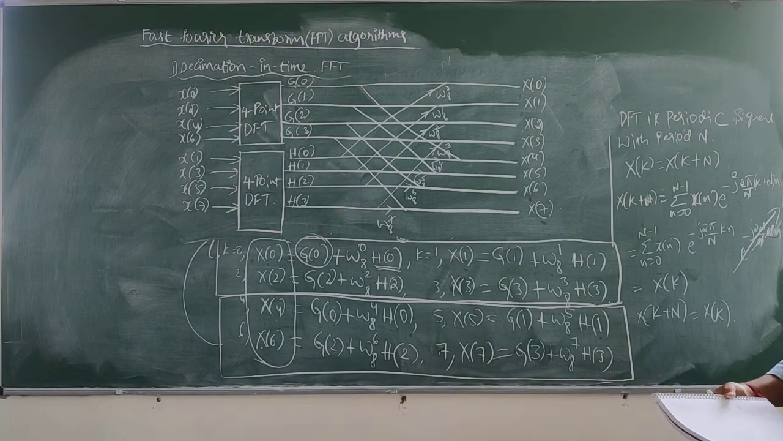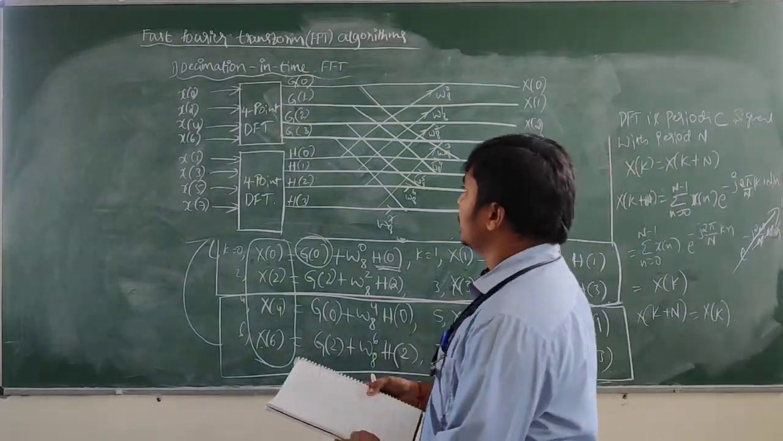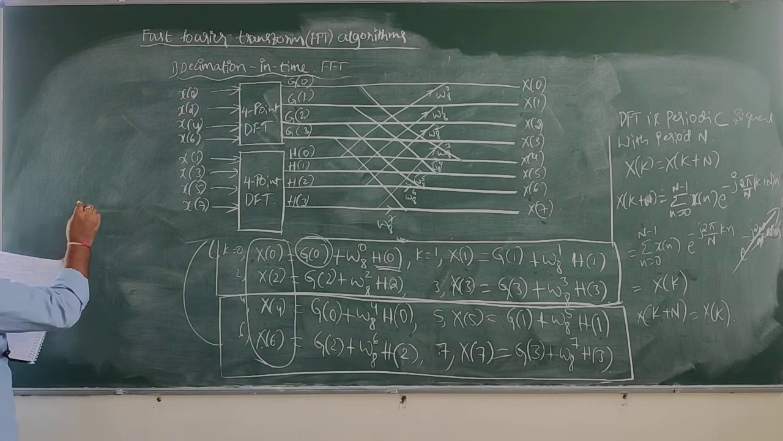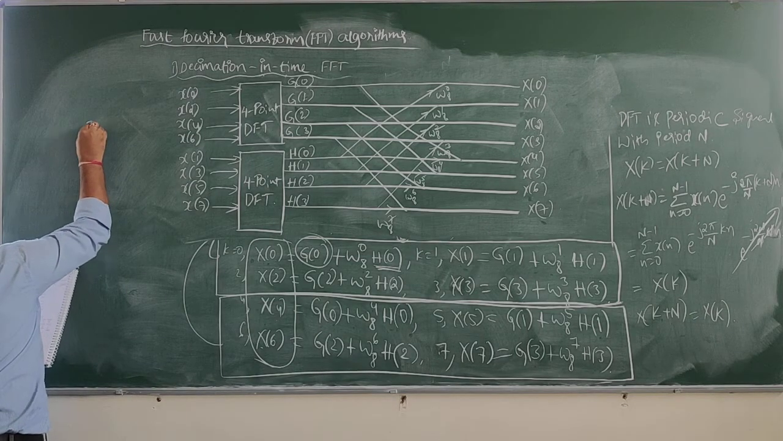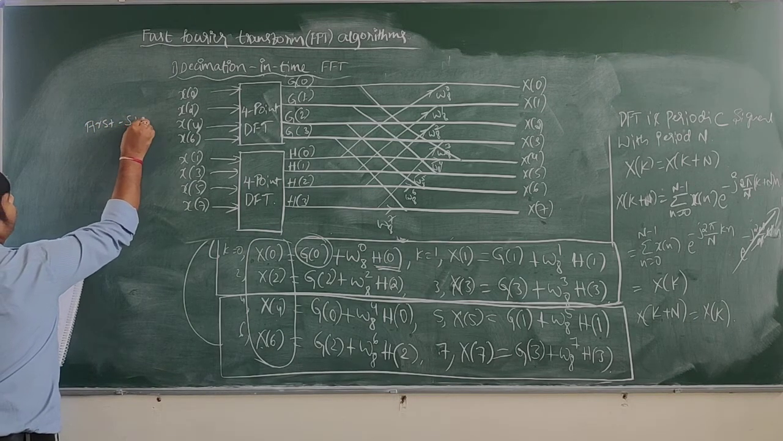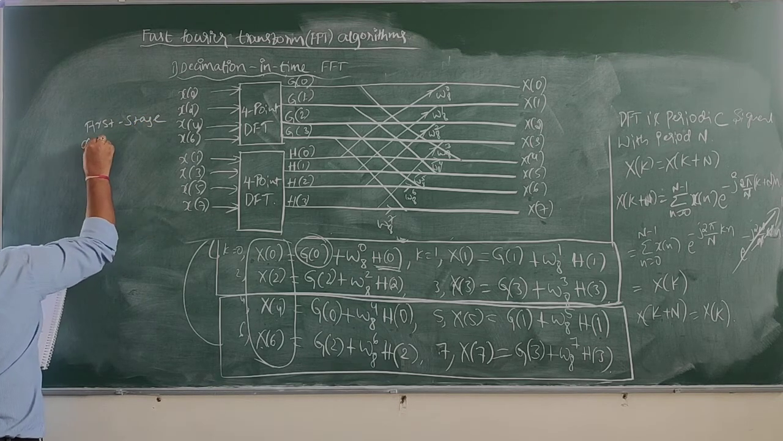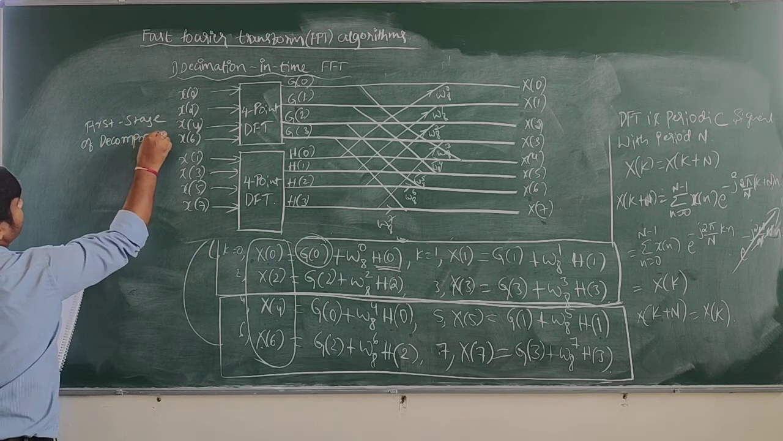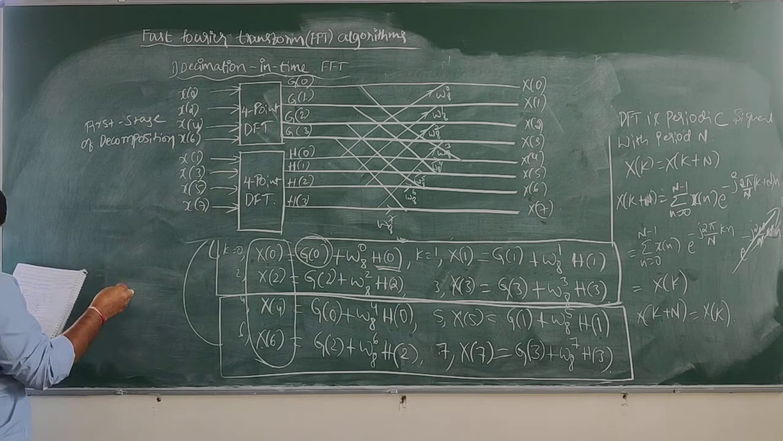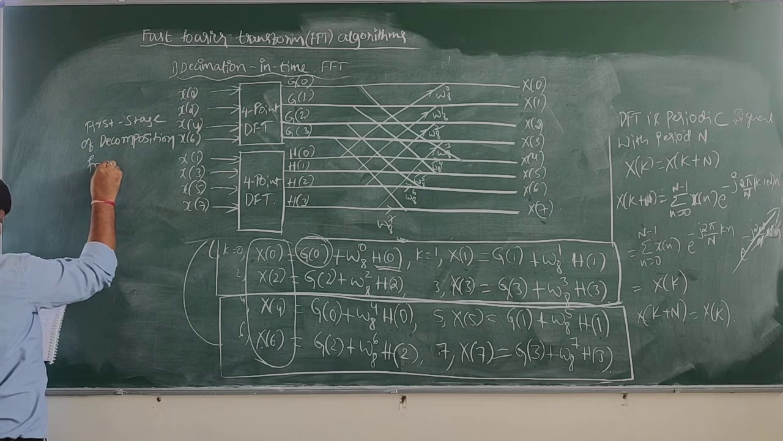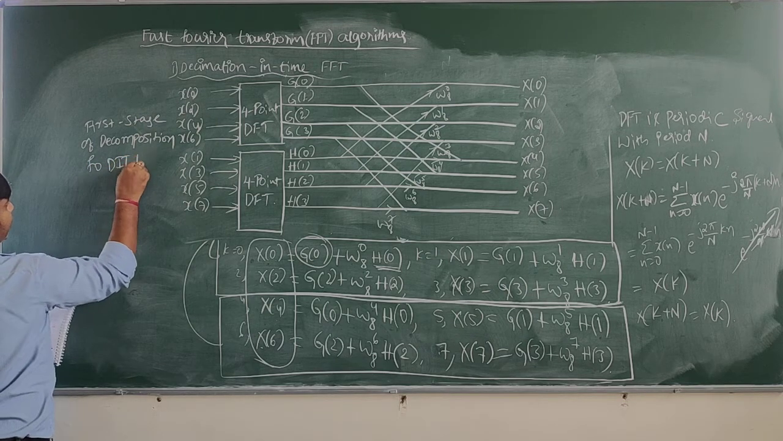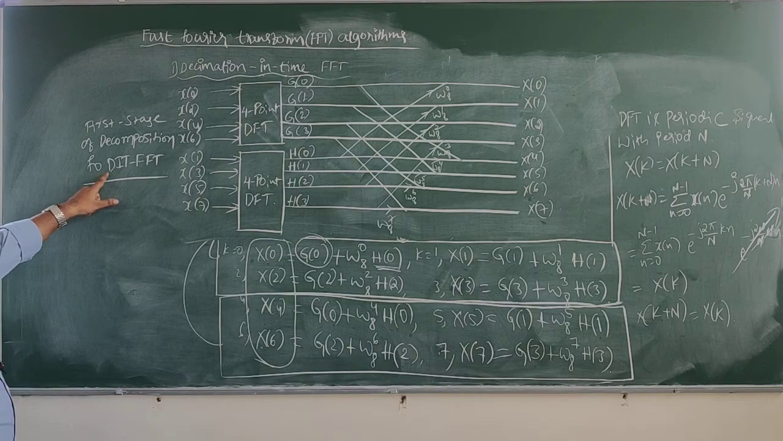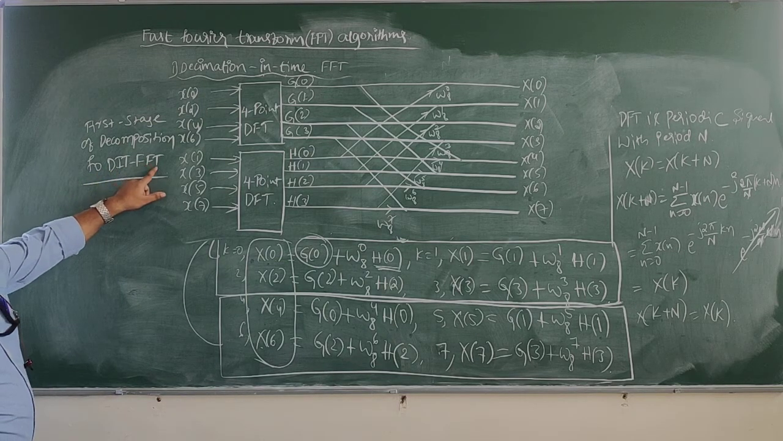So this is called the first stage of decomposition for DIT FFT. DIT means decimation in time fast Fourier transform.